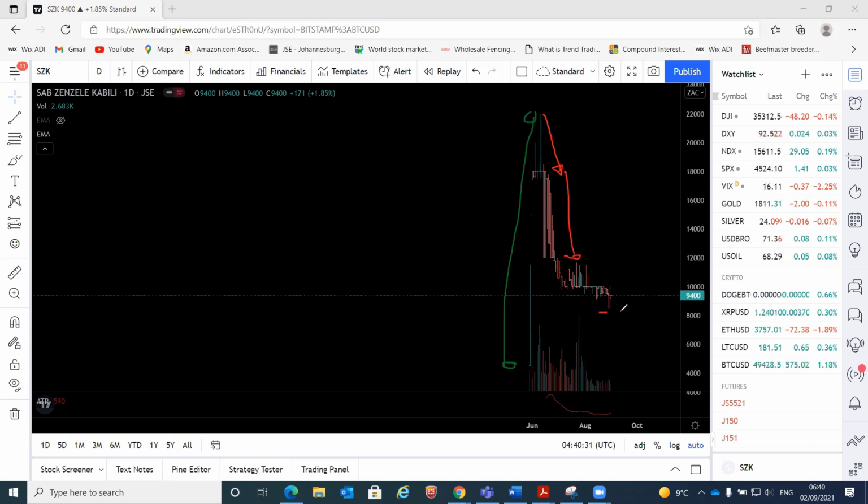Like I said, if AB InBev pushes and comes back to above 1,000 rand per share, we can also see SAB Zenzele Kabili following through. If AB InBev continues to grow high, then maybe we can see SAB Zenzele Kabili pushing all the way back to 220 or even more than that, right? That is based on technical analysis. We are stock traders, we use price and volume analysis.